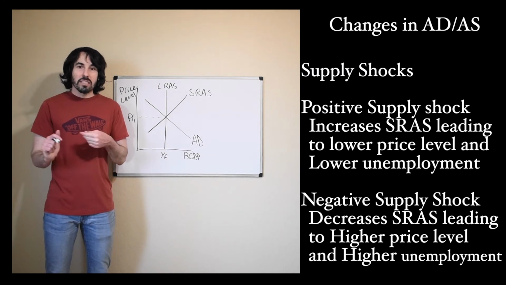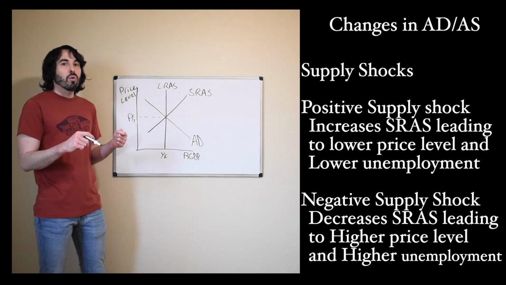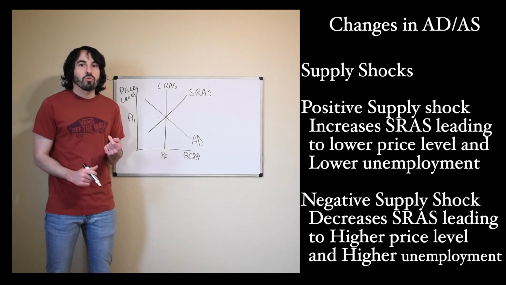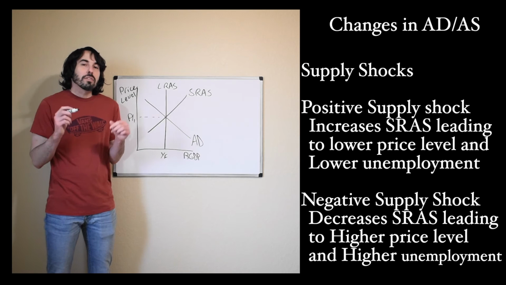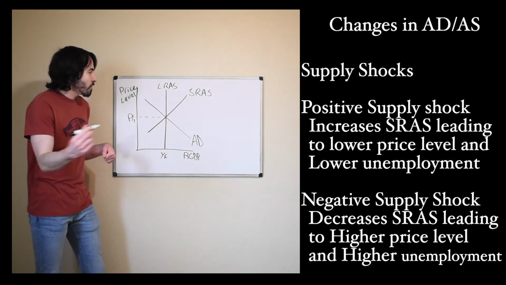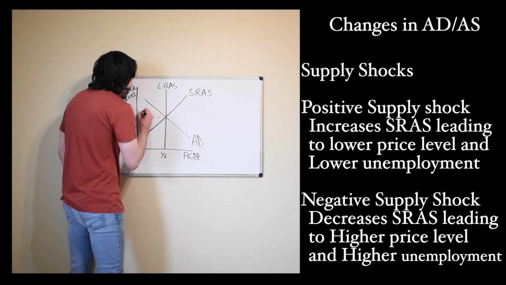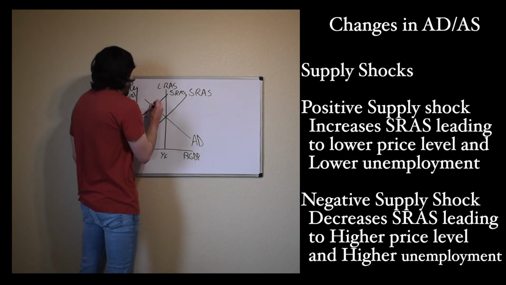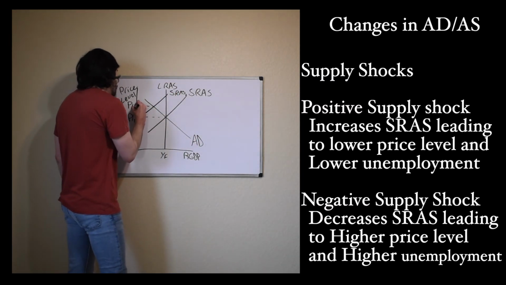Our economy is very much reliant on oil for energy and shipping items across the world. So if the price of oil goes up, it'll become harder to make everything. Short-run aggregate supply will decrease and shift to the left. That's a negative supply shock, and that leads to a higher price level.